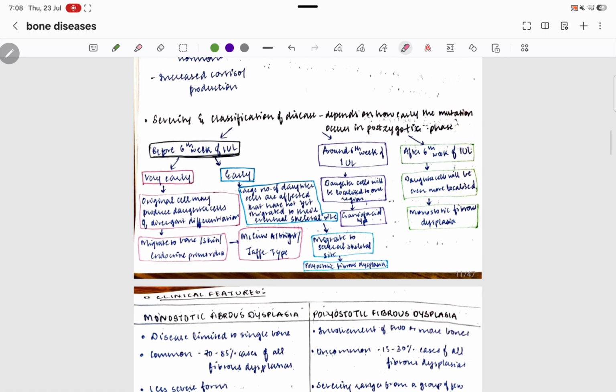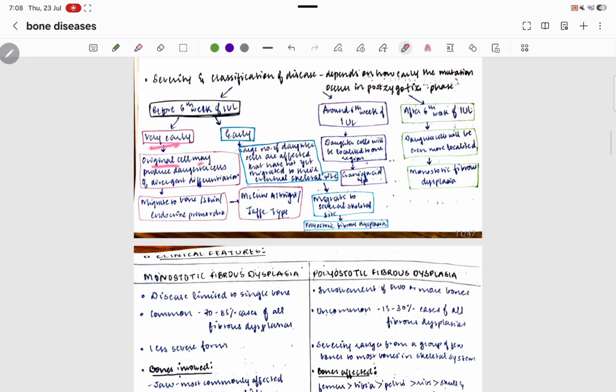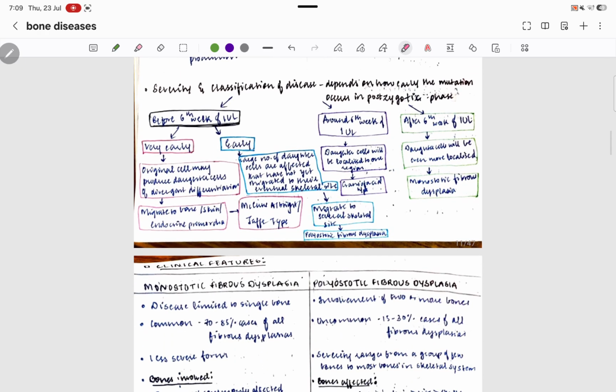Then the severity and classification of disease depends on the early mutation that occurs in the post-zygotic phase. So before 6 weeks, around 6 weeks, after 6 weeks. Before 6 weeks of intrauterine life, very early, the original cells may produce daughter cells of divergent differentiation. These daughter cells migrate to bone and endocrine primordia, causing these syndromes. Basically the mutation of the GNAS gene occurs before the 6th week, mutating the original cell to produce daughter cells of divergent differentiation. Then these cells migrate to bone and skin and produce several disorders and diseases.